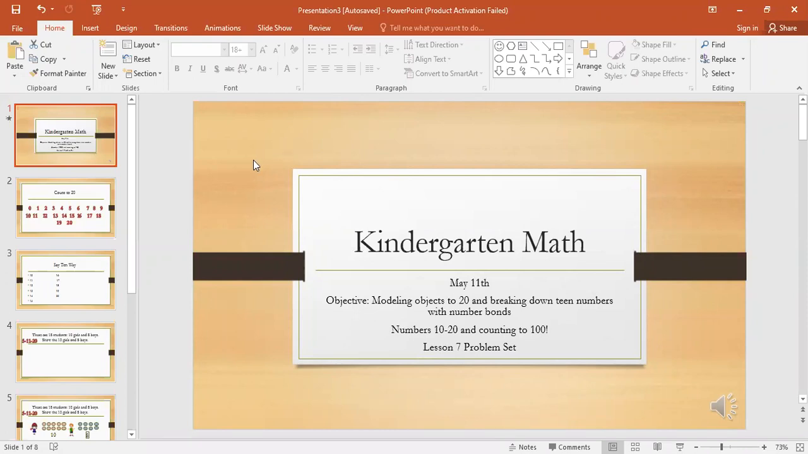Today, we will be modeling objects to 20, using objects and pictures, and breaking down teen numbers with number bonds. So we are going back to number bonds. Try to jog your memory about everything that we learned about number bonds, and we will focus on number bonds with numbers from 11 to 19.